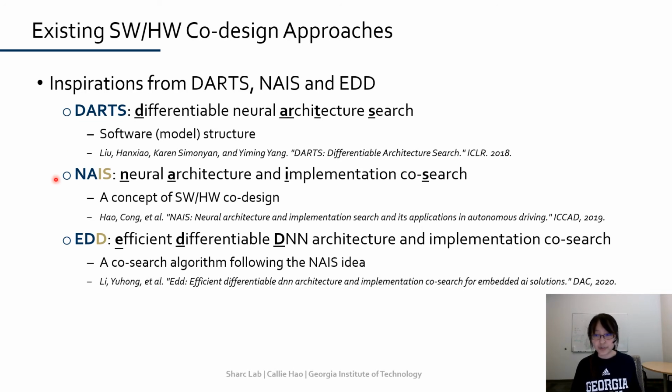And this NICE work, neural architecture and implementation co-search, is actually proposed by us, and we're trying to extend from NAS to incorporate hardware implementation search. And this is a prototype. And then this EDD work is an actual co-design algorithm following this NICE idea. So it's a differentiable DNN architecture and implementation co-search. So now let's see how we can utilize these interesting ideas and inspirations and try to adjust and apply them to our new and more complicated problem here for this MMT and heterogeneous platform co-design.